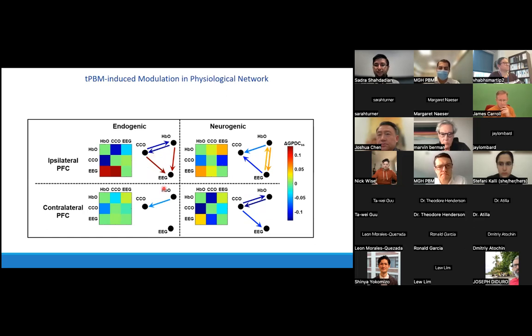We see this decoupling between CCO and HBO on the contralateral side, but it's weaker. And we also have it in the neurogenic band. The other important thing that we see, because the neurogenic band is the interaction between EEG and HBO, how the neurons are interacting with the vessel wall, is an increased interaction or coupling between oxygenated hemoglobin and EEG in both ways.